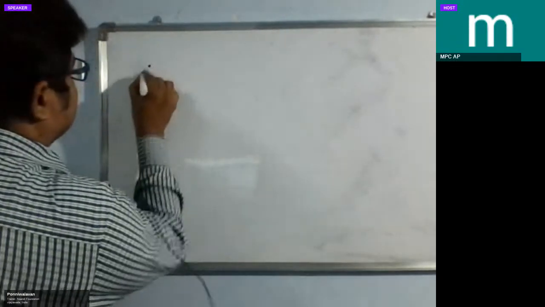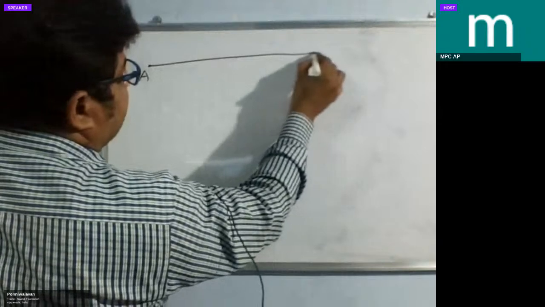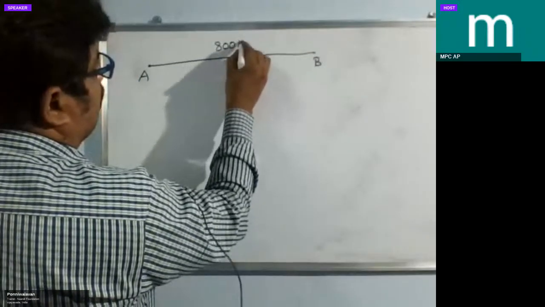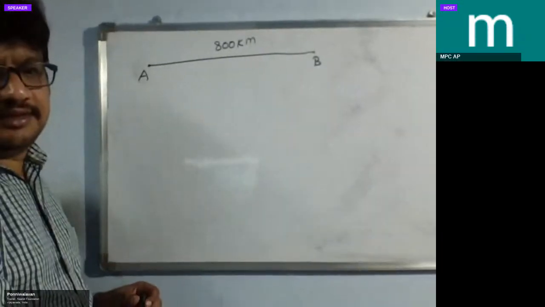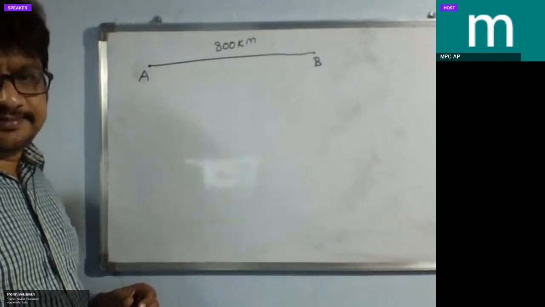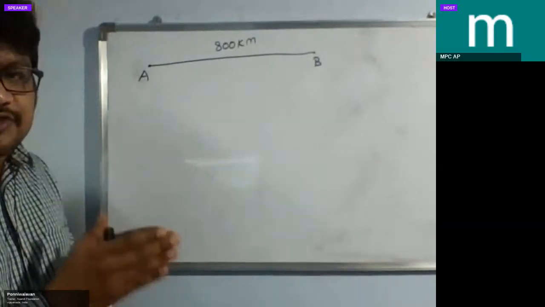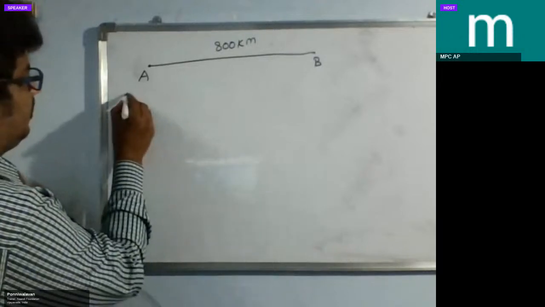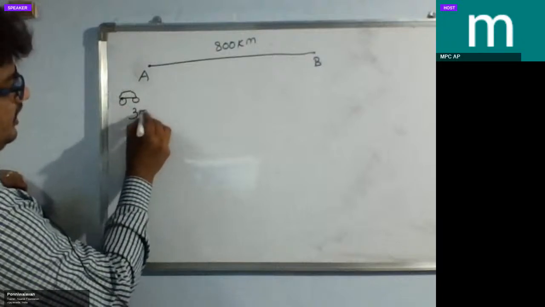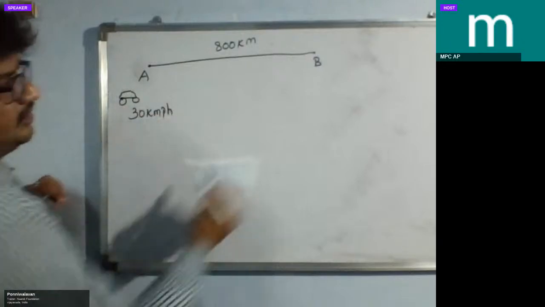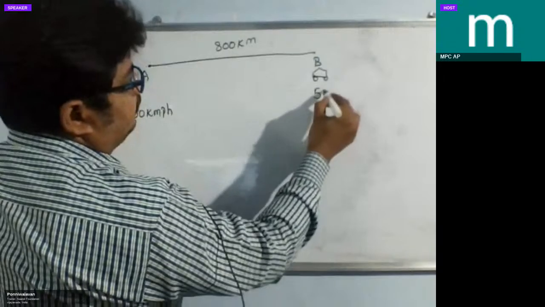So, these are two cities, A and B, and the distance between the two cities is 800 kilometer. The motor car starts from the first city at a speed of 30 km per hour. The car from this place is traveling at 30 km per hour, and the car from the other place at 50 km per hour.